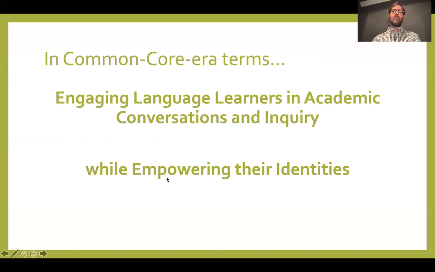But also it's empowering their identities along the way to keep them engaged and to make them the kind of lifelong learners we want them to be, right?